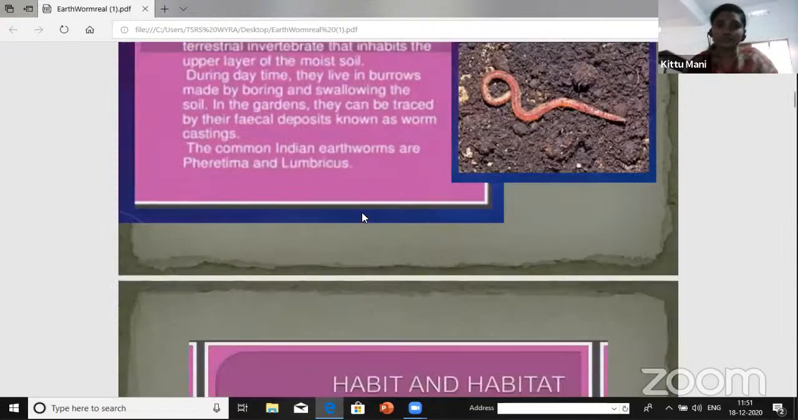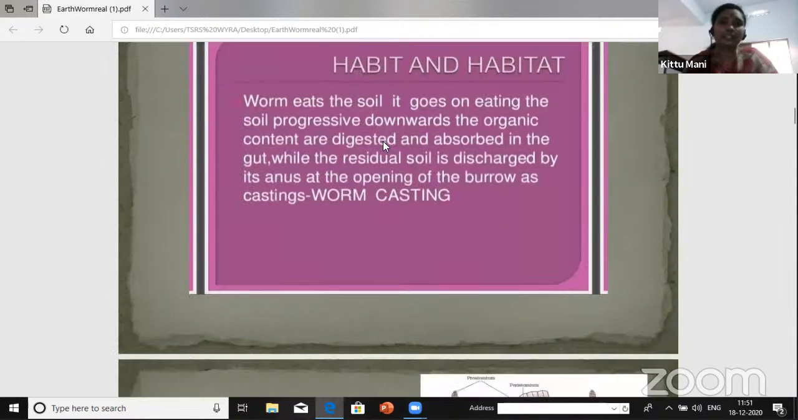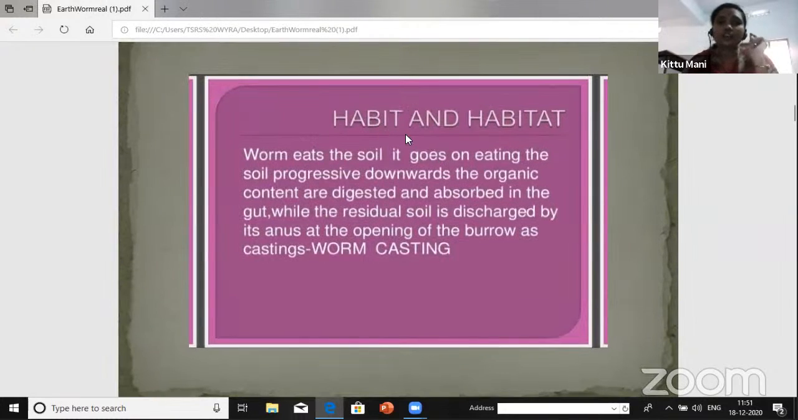Okay, students. Next, we will enter into habit and habitat. Where these earthworms live, we already discussed. It eats the soil and goes on eating the soil progressively downwards. The organic content is digested and absorbed in the gut, while the residual soil is discharged by its anus at the opening of the burrow as castings. They are called worm castings.